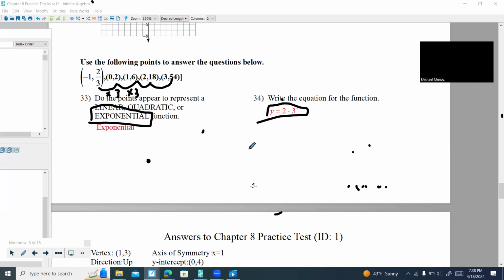And this equation is y equals, and this is for exponential. We're going to use this 2 here, and that's because 2 is our y-intercept. This is 0, 2. So it crosses our y-axis at 0, 2. And then since it's being multiplied by 3 every time, that's where this 3 comes in. So it's 2 times 3, and then we just put the x here.